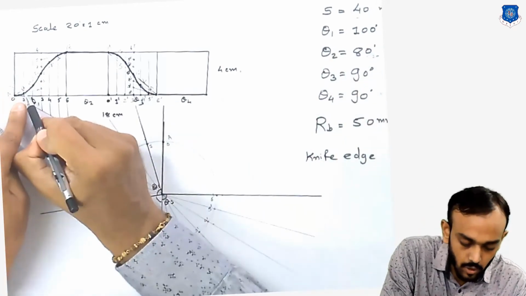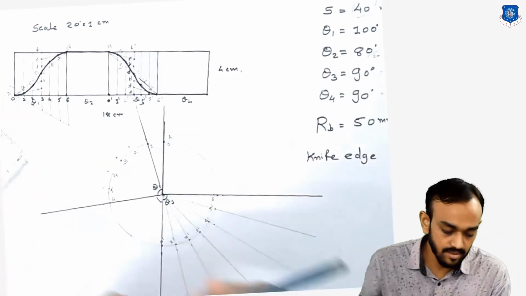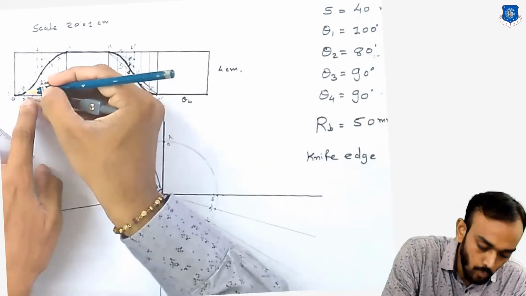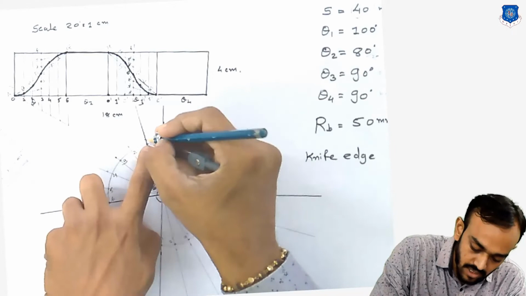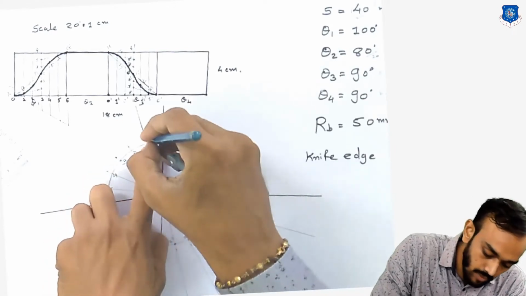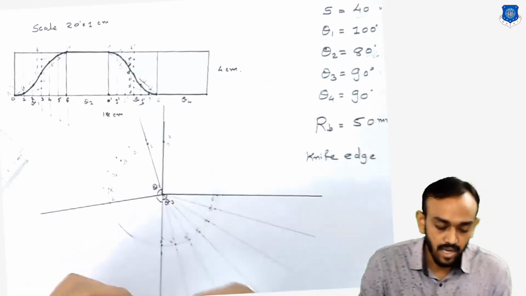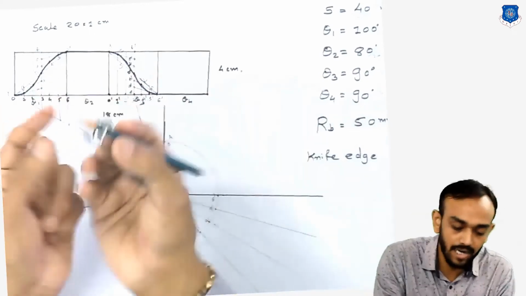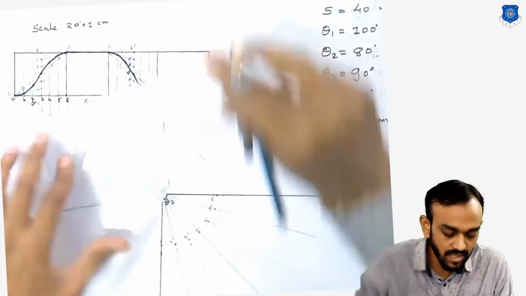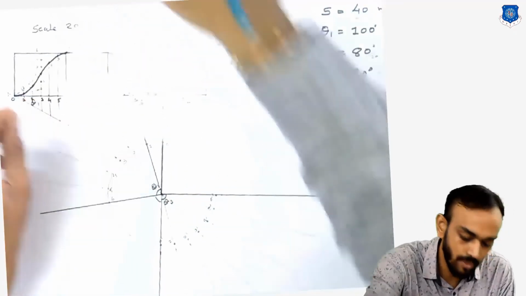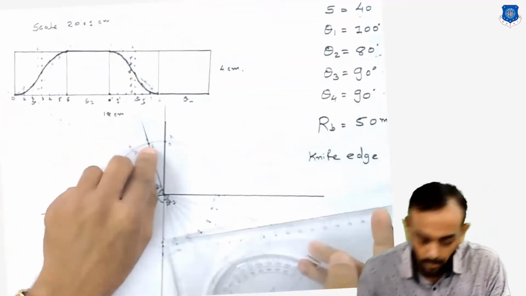Then from 1 to B, we have to measure this distance and make an arc, with 1 as a center and 2 as some arc here. This distance is very small. If you can't get it on your compass, you can also measure 1 or 2 mm. This distance is very small, you can measure and apply here.